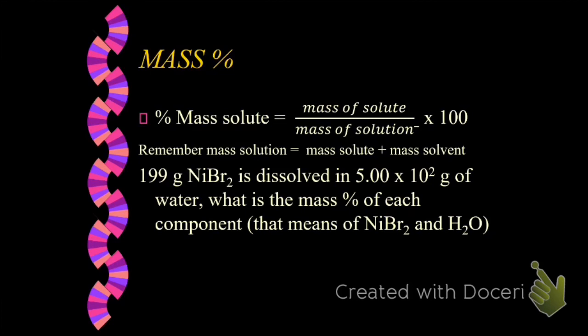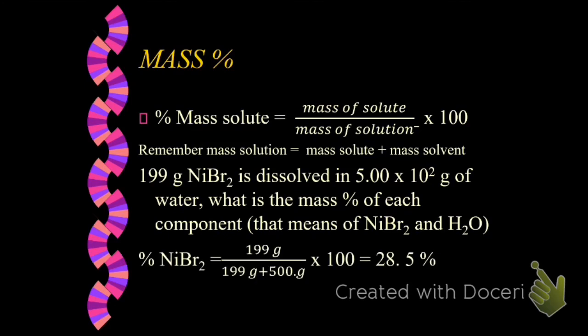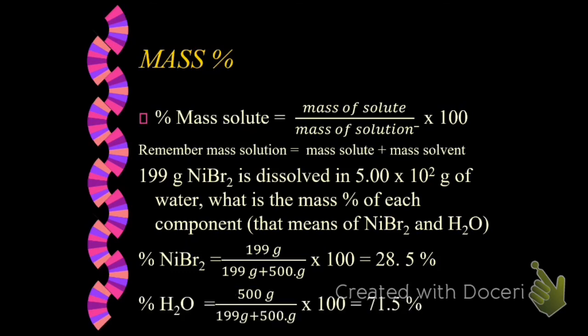So we want the mass of the nickel 2 bromide. So that's handed to us right in the problem. That's 199 grams. And we want the mass of the whole solution. So we want the solute, the 199, plus the 500 from the water. That's our solvent. So we put that in the calculator times 100, and we would get 28.5%. To find the mass percent of the water, the only thing that would be different would be the number in our numerator, because now we want the mass of the solvent over the total mass.